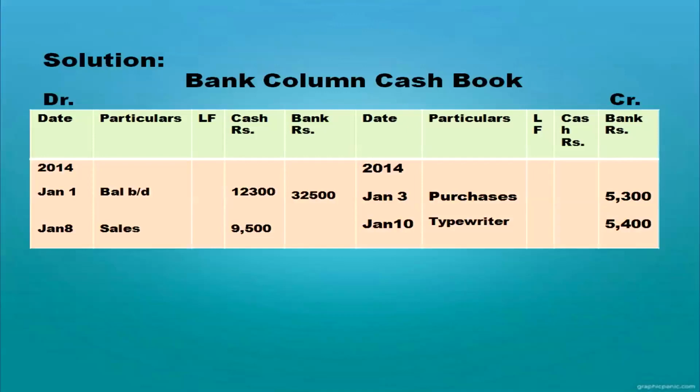January 1st, to balance brought down in the cash column and in the bank column opening balance. January 3rd, purchase goods and paid by check. Purchases account debit to bank. In the bank column you have to write. Goods sold for cash, January 8th. In the cash column, cash account debit to sales in the cash column. Purchase typewriter and paid by check. On the credit side, you have to post by typewriter in the bank column. Typewriter debit to bank. Date in the respective column.